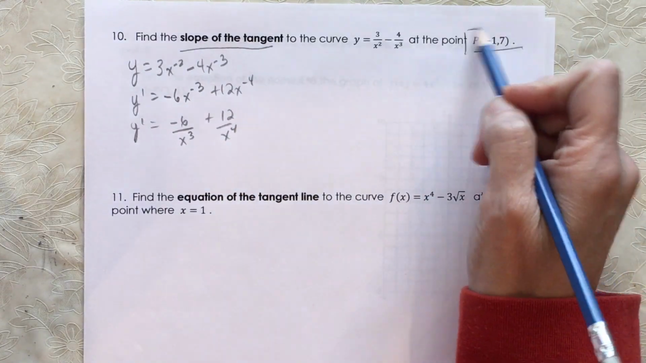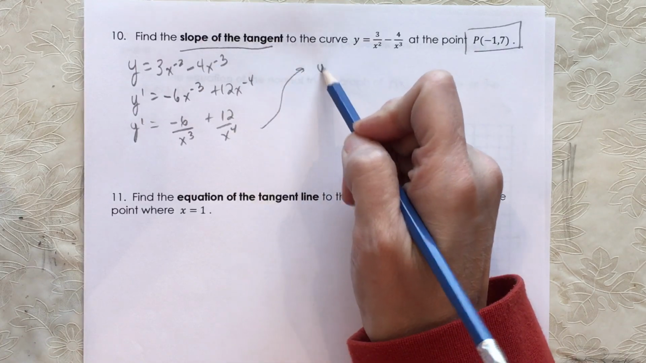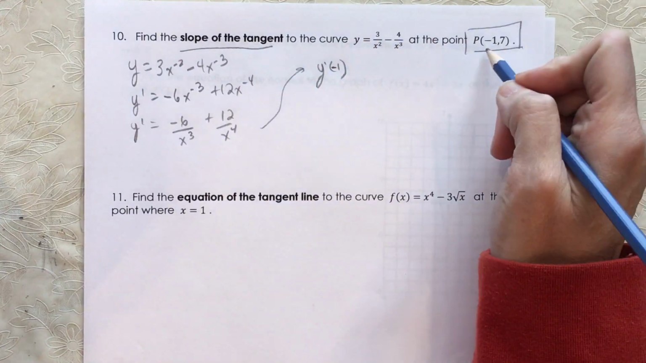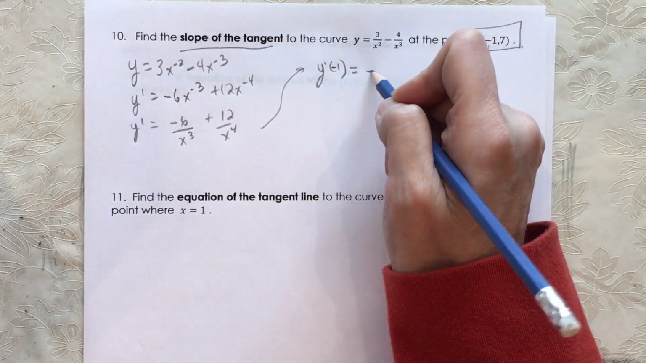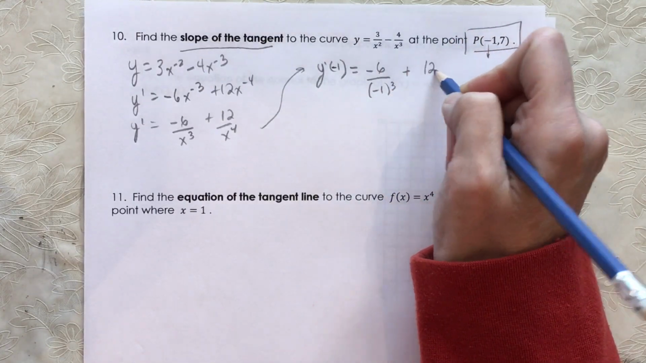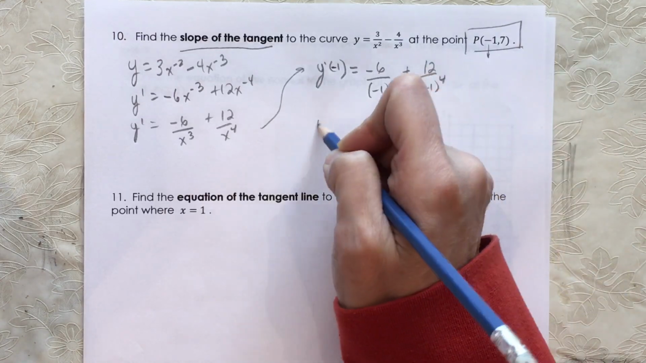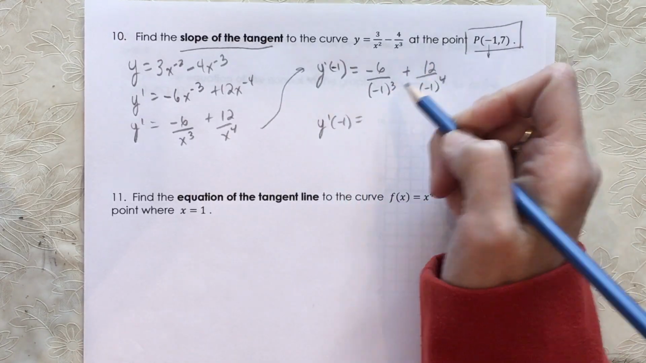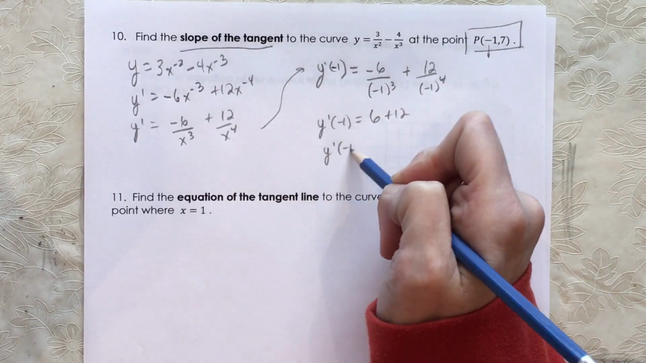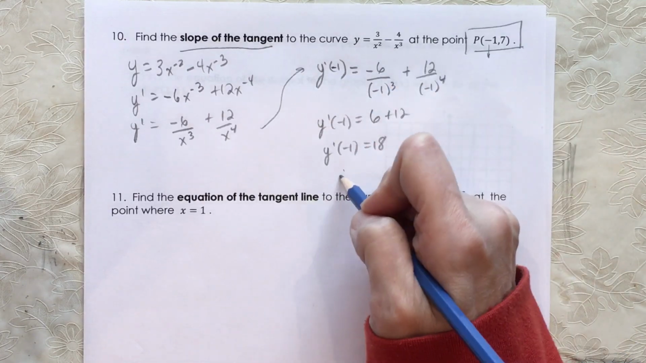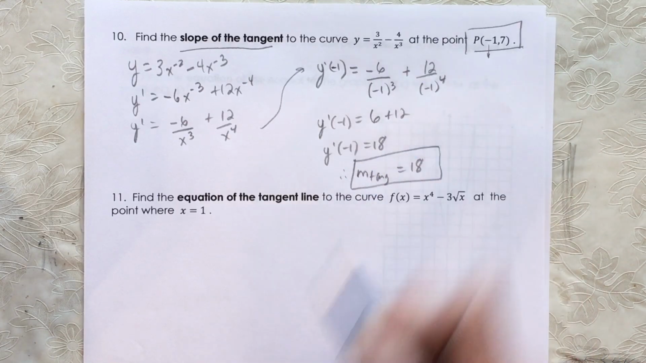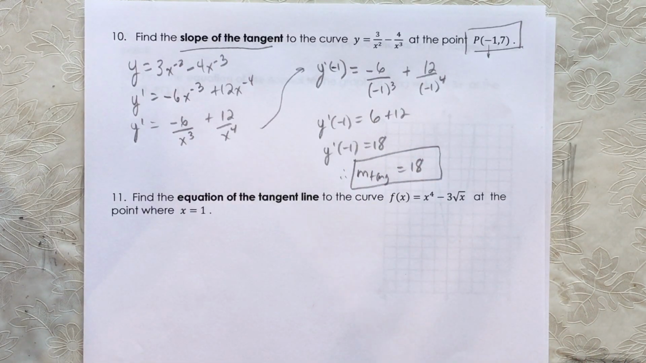But we want the slope of the tangent at that specific point, so we actually want y prime at negative 1, sorry. That's our x value, negative 1. So we could sub in negative 1 for x into this formula we made for the slope of the tangent. And y prime at negative 1 turns out to be positive 6 plus 12, or 18. So therefore m tangent equals 18. We did what they asked us to do, figured it out, we've got it.